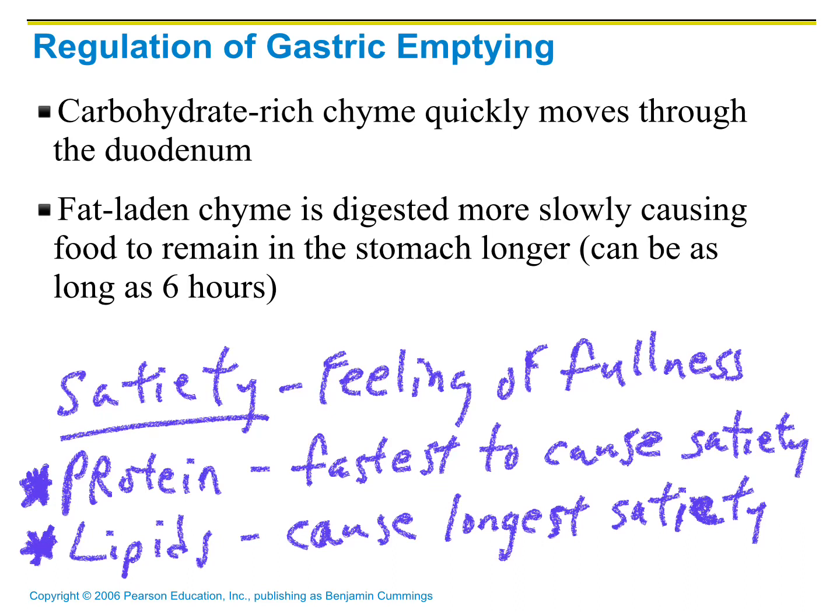Holy sloppy writing, Batman, but that's okay. I wanted to write some things on here for you. When we talk about movement through the digestive system, carbohydrates are going to move through the fastest. Fat is going to take the longest to move through. When we talk about the term satiety, it means feeling of fullness. Proteins make you feel the fullest fastest.